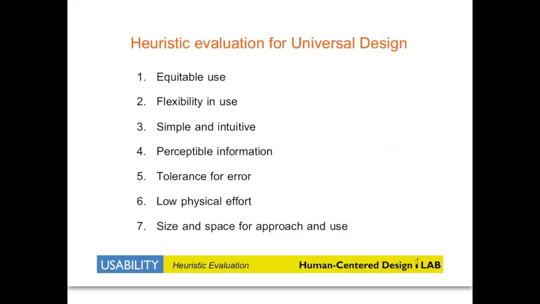Heuristic evaluation for universal design. This is another example. Actually, this one is from the design guideline of the 7 principles, and all the guidelines like, for example, equitable use, flexibility in use, simple and intuitive. Some of the guidelines are quite similar to the heuristic evaluation from Jakob Nielsen. This guideline was made by North Carolina State University.